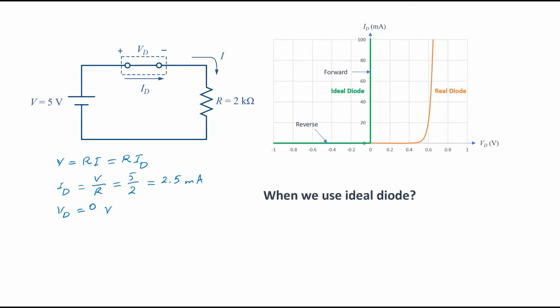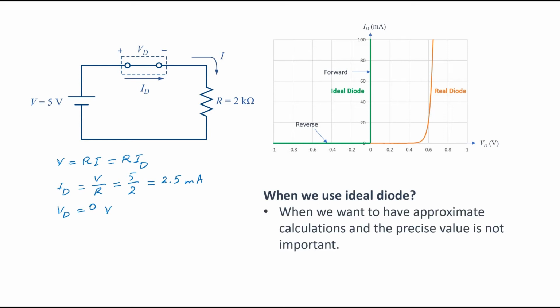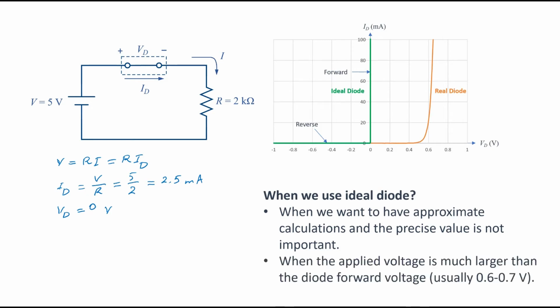When we use the ideal diode model, it is when we want to have a rough calculation and the precise value of the current is not very important. The method can be quite accurate if the applied voltage is very large, much larger than the forward voltage of a real diode, which is usually 0.6 to 0.7 volts.